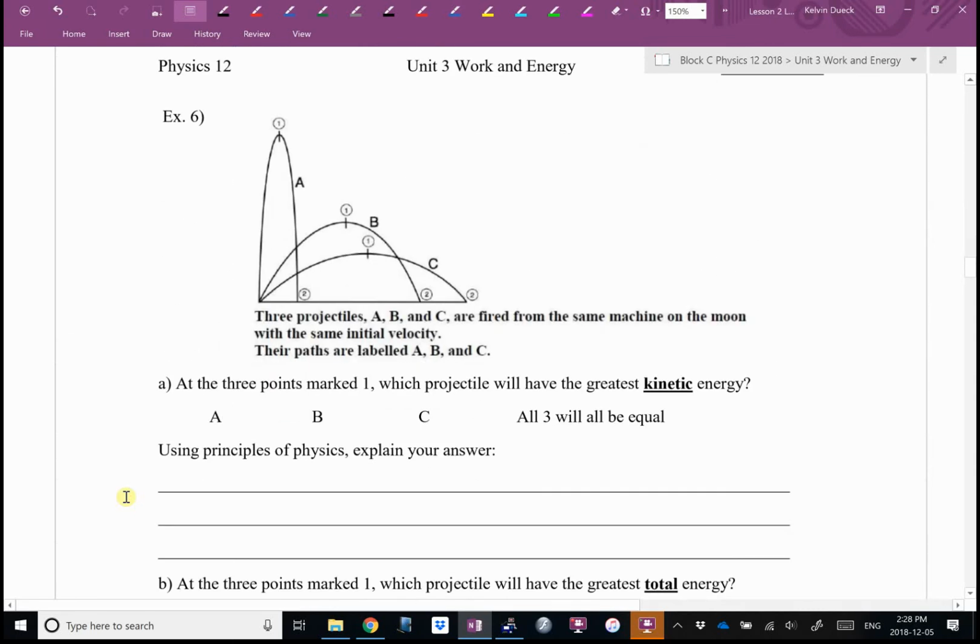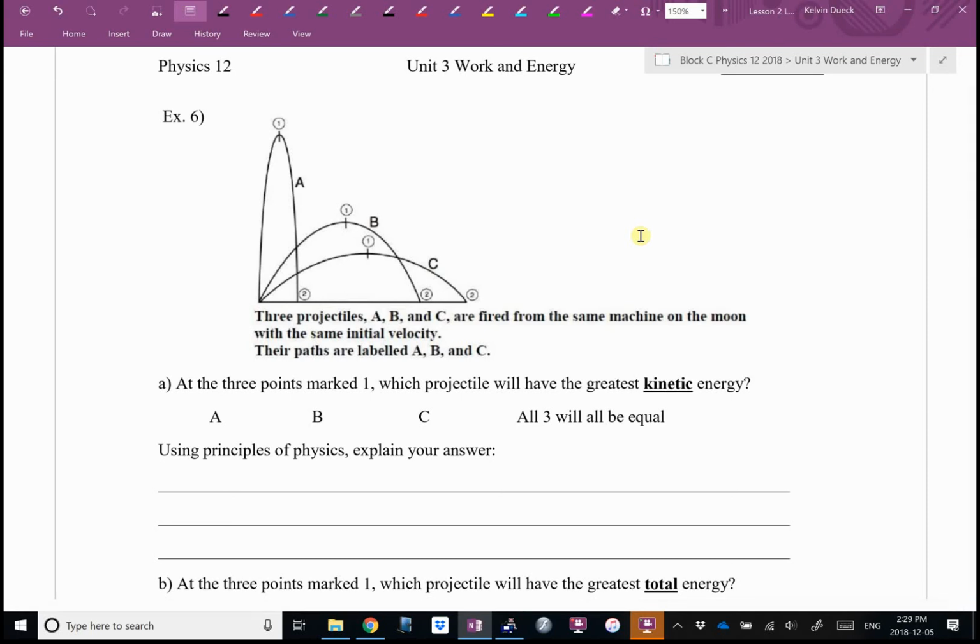Example 6. Turn the page. I'd like you to imagine that we launch 3 projectiles, but we're going to launch them on the moon. Why on the moon? So I can ignore air resistance. So 3 projectiles, A, B, and C, are fired from the same machine on the moon with the same initial velocity. Their paths are labeled A, B, and C. At the 3 points marked location 1, there, and there, which projectile will have the greatest kinetic energy?